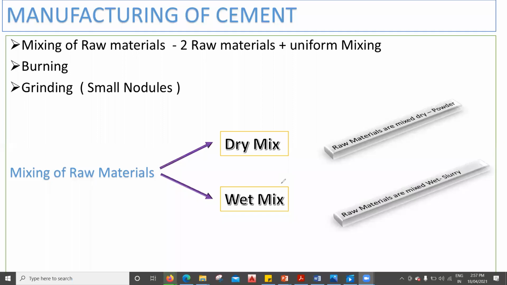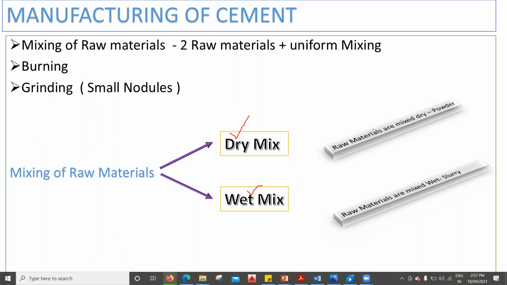Hello learners, in this lecture we will see how the manufacturing of cement is done. In the previous lecture we saw the different ingredients required for the production of cement. Basically, the manufacturing of cement is done in two ways. The first is a dry mix and the second is a wet mix.